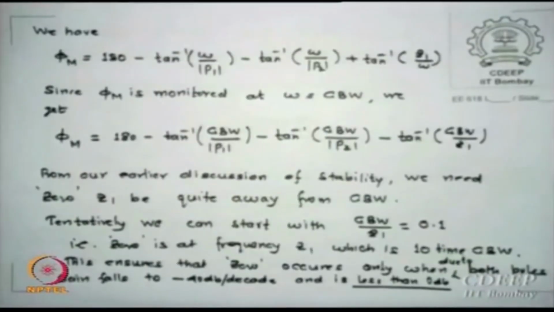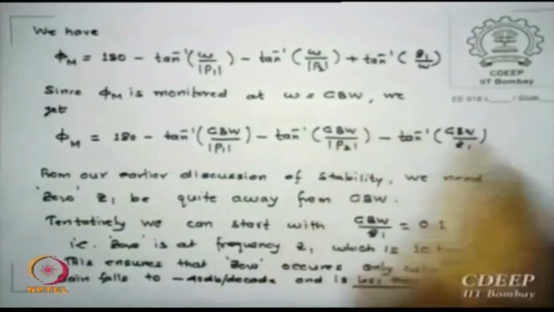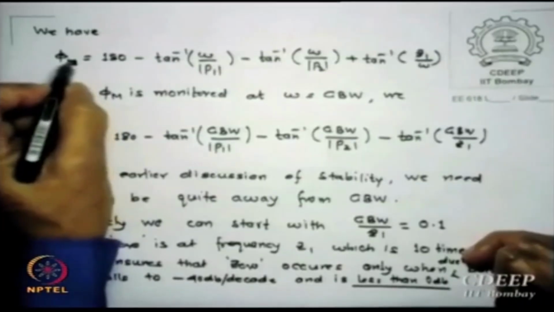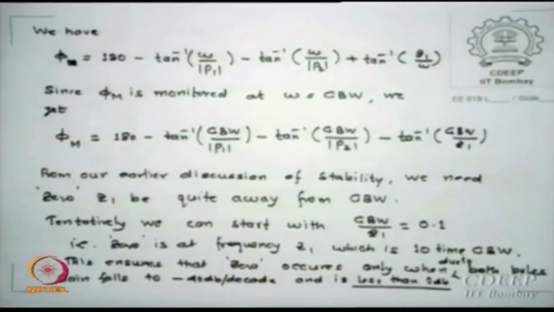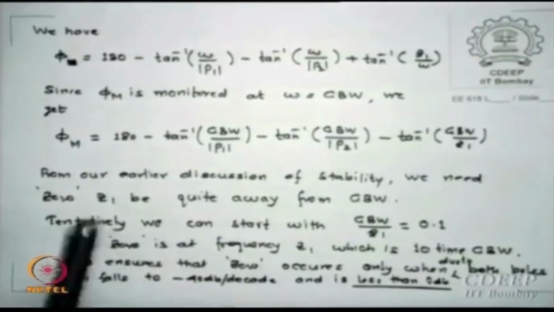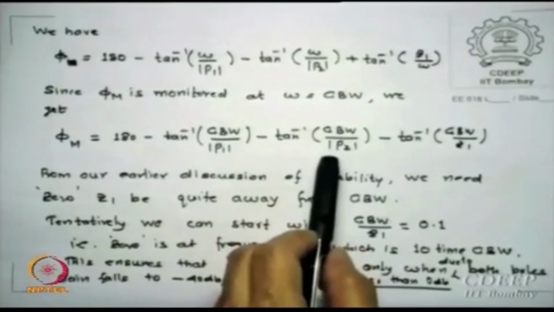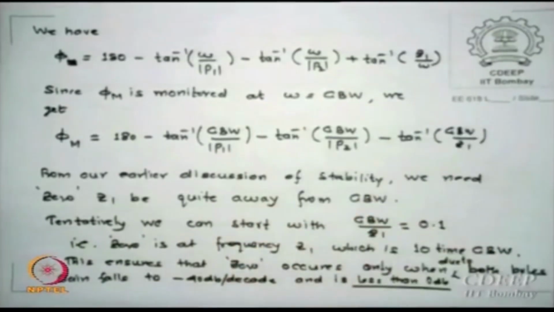We know phase margin is 180 minus tan inverse omega by P1 minus tan inverse omega by P2, and this morning there was an issue, plus tan inverse omega by Z1, but when the zero goes to the other side it becomes minus tan inverse omega by Z1. I think I am making the same mistake again and again. This is only phi, and phi m will become when omega is the gain bandwidth value. So phi m is 180 minus tan inverse GBW by P1 minus tan inverse GBW by P2 minus tan inverse GBW by Z1.